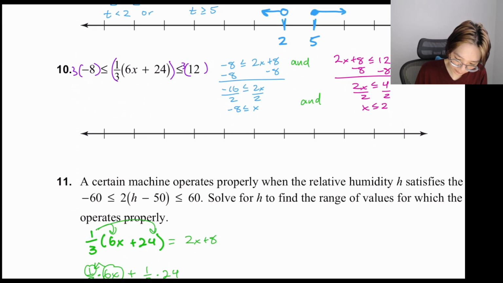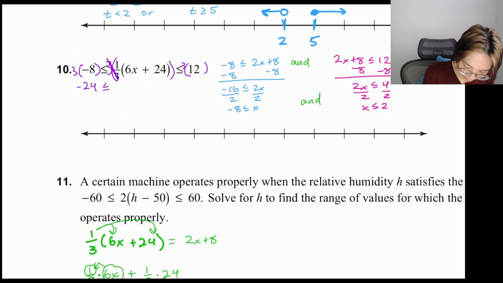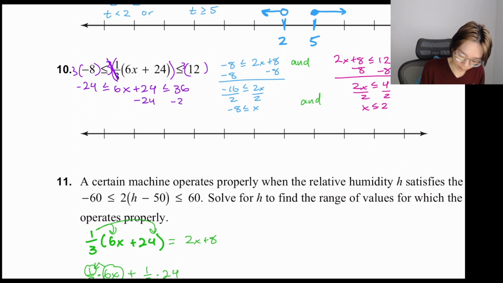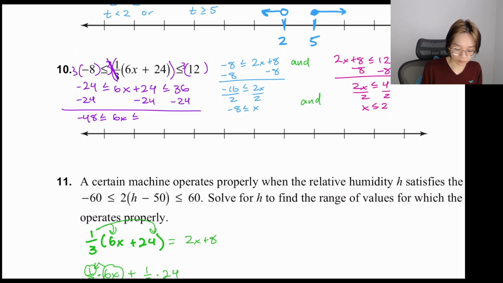Why isn't it showing up here? Oops. Because that gets rid of this. So we could just simplify this down to negative 24 is less than or equal to 6x plus 24 is less than or equal to 36. You could just solve from there if you want to, the same exact way. Subtracting 24 from all sides. Negative 48 less than or equal to 6x less than or equal to 12.